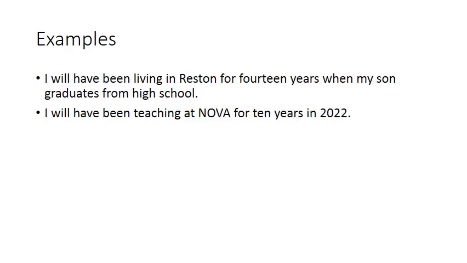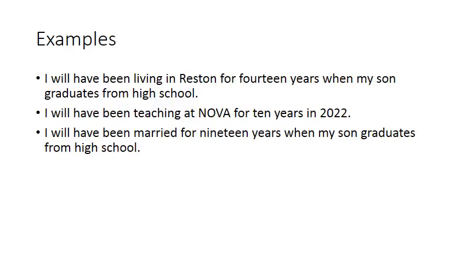Here's another example. I will have been teaching at Nova for 10 years in 2022. Okay? So the first event is starting to teach at Nova, which happened in the past. Right now, in the present, this is true. I'm teaching at Nova. In 2022, as long as they haven't fired me, I will still be teaching there. Okay? So the second time is 2022.